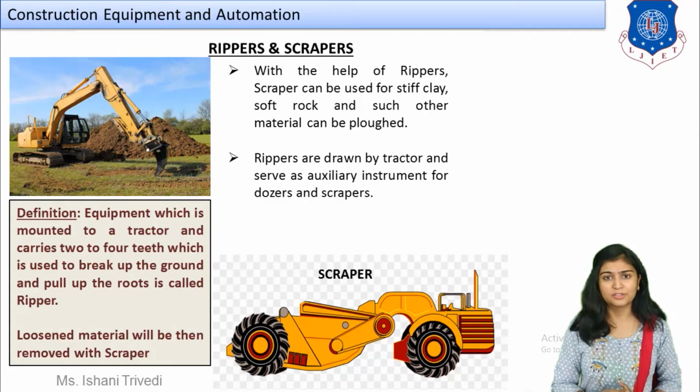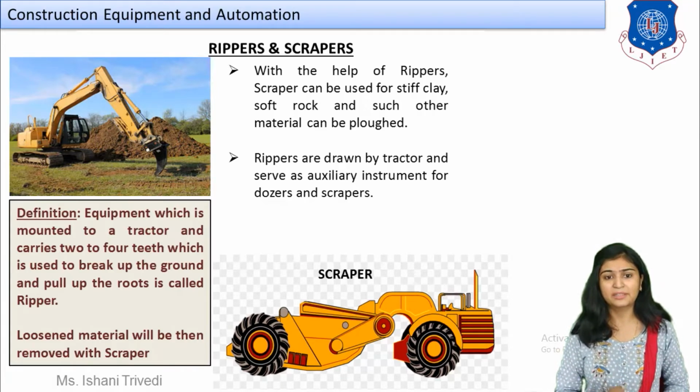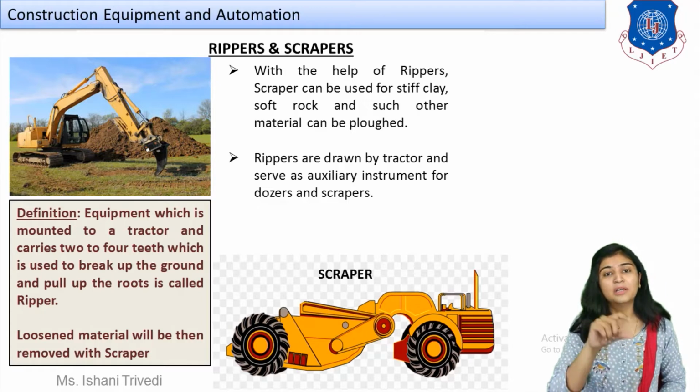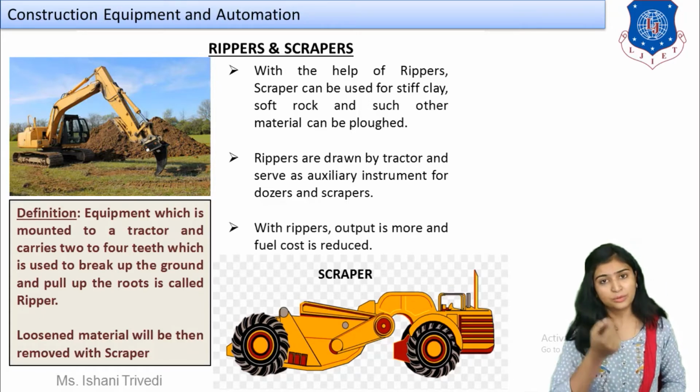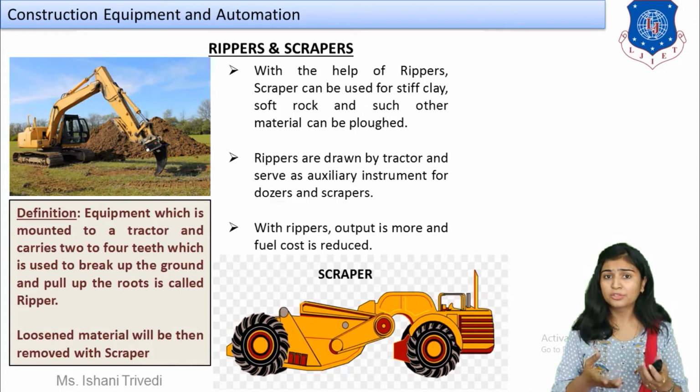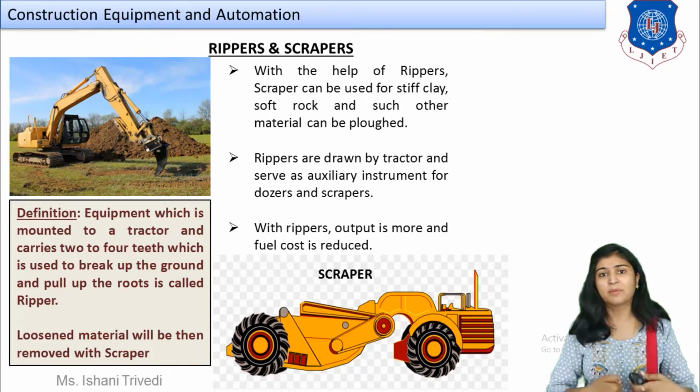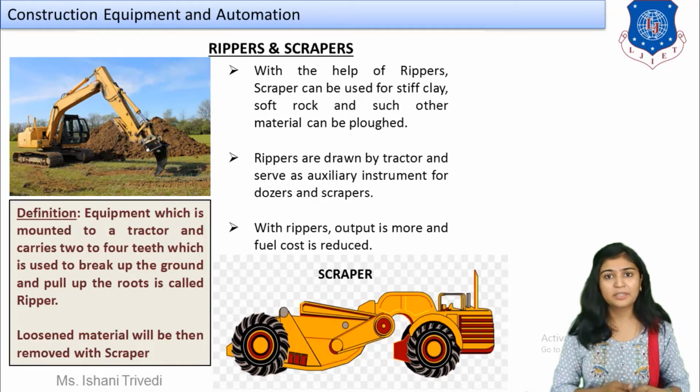So rippers are drawn by tractor and serve as auxiliary instruments for dozers and scrapers, meaning the ripper is the primary equipment, right? The ripper will be the primary work-doing equipment, and then to clear its mess off, we are going to use the scrapers and dozers. Not just scrapers, dozers can also be used. We have seen the bulldozer, it has a bucket in the front, so you can also take the loosened material with the help of that bucket and then lay it back. That work can be done with the help of a dozer also, right?